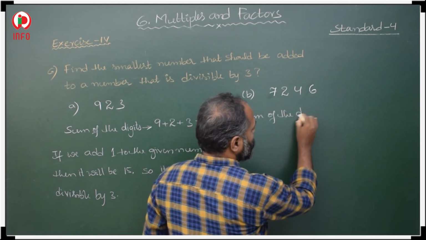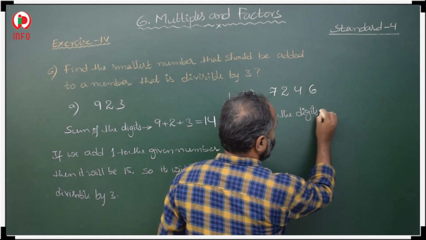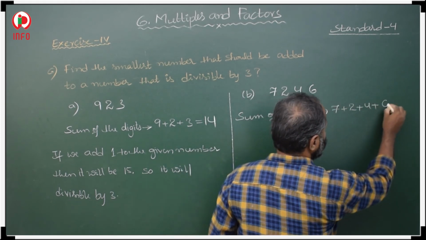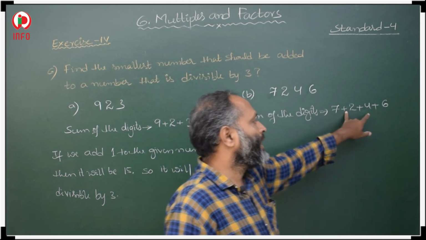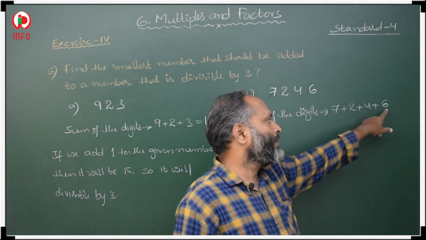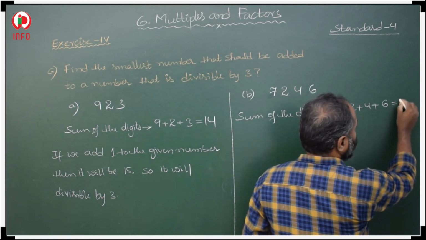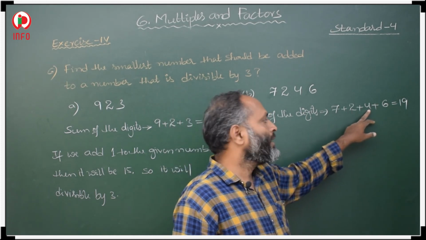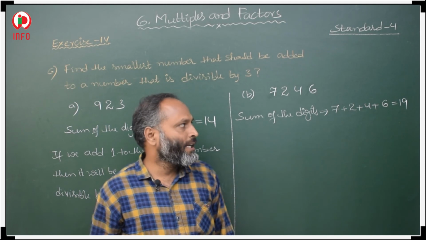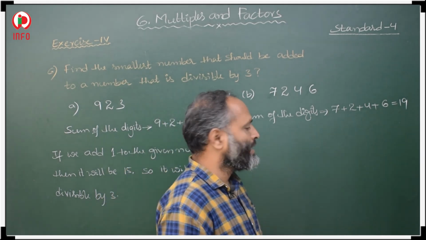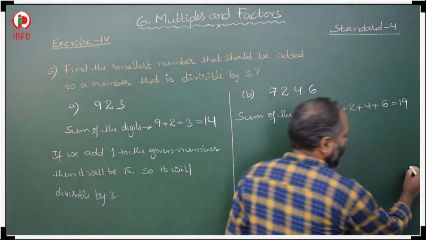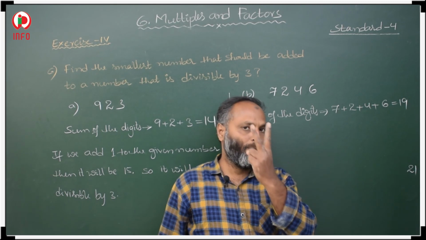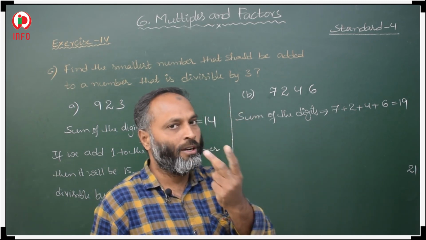Okay. Next, here also we have to find the sum of the digits: 7 plus 2 plus 4 plus 6. 7 plus 2 is 9, 9 plus 4 is 13, 13 plus 6 is 19. 19 is not in the 3 table. So 3 6s are 18, 3 7s are 21. How much gap is there between 19 and 21? 19, 20, 21, 2 more. It means we have to add 2.